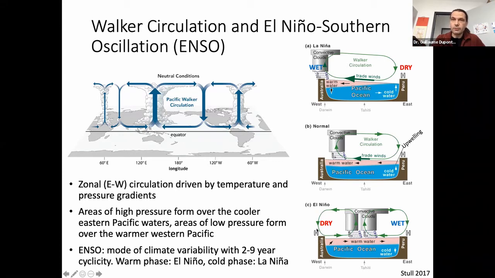So this is when we have dry conditions on this side of the Pacific, and we have very wet conditions in Peru and Galapagos and elsewhere when we have heavy rains. And in the sediment record, we see these changes.